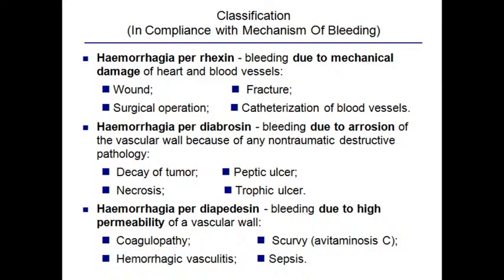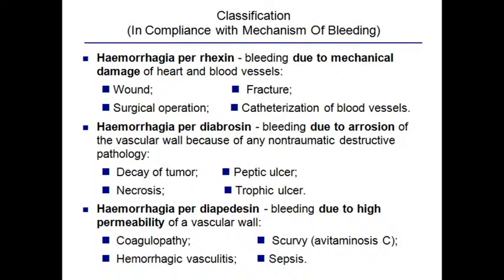Trophic ulcer is a chronic circulatory disease of lower limbs. Peptic ulcer is a chronic disease of GI tract, stomach and duodenum. And decay of tumor. For example, decay of tumor of large intestine, colonic tumor. Decay of the elastic formation cause rupture of vessels and bleeding into large intestine.